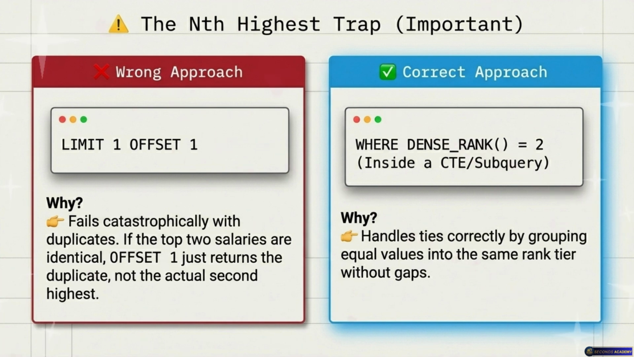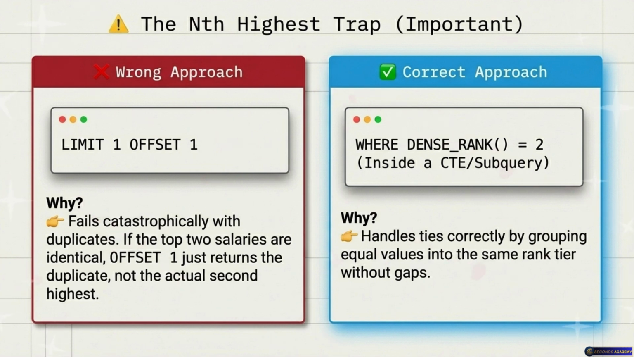And that approach is a massive red flag. Really? Why? Because OFFSET skips a physical row in the output matrix. It does not skip a mathematical value. Let's apply that to our IT department where Neha and John both make 70K. Oh man, I see it already. The engine sorts them. Neha is row 1 with 70K, John is row 2 with 70K, Amit is row 3 with 50K. Yep. So what happens next?